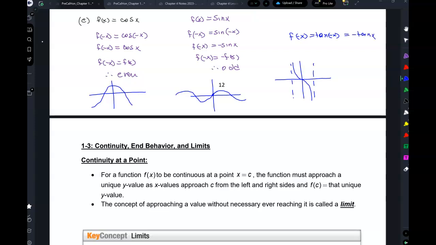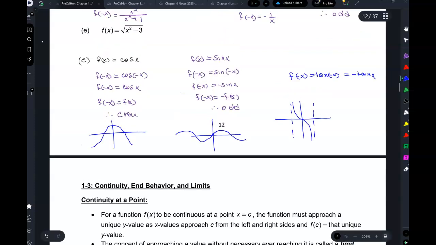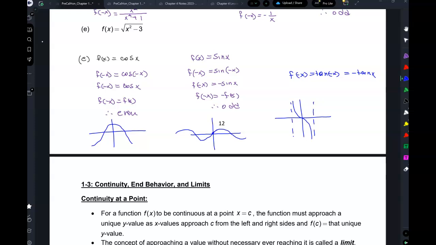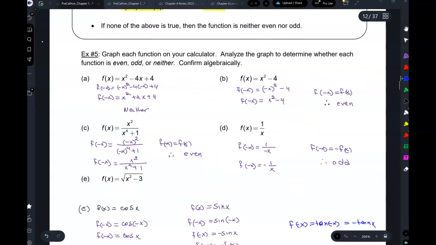This is a mic drop if there ever was a mic drop. Look at how harmonious math is. If you think math is different compartments, no. It all fits together. This is like math nirvana we're in right now. So if we're symmetric around the y-axis, that's even, and symmetric around the origin is odd.